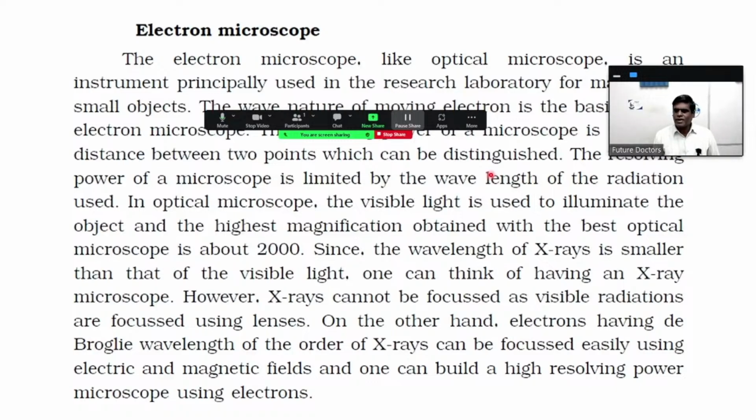Since the wavelength of X-rays is smaller than that of visible light, one can think of having an X-ray microscope. But X-rays cannot be focused using lenses as visible radiation can. But electrons have a de Broglie wavelength of the order of X-rays and can be focused easily using electric and magnetic fields. One can build a high resolving power microscope using electrons. So here instead of a magnet, what are we using? Yes, electromagnets are used.